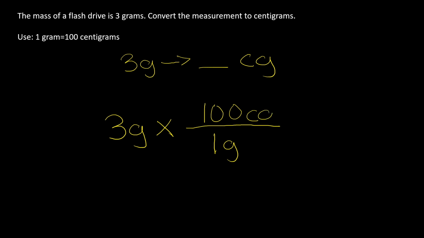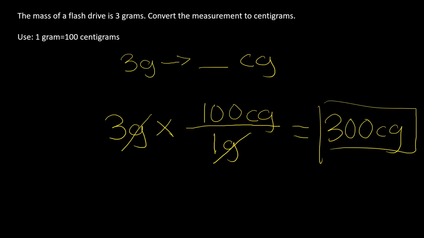After that, we can proceed to the multiplication. So we can cancel the grams here, we can cancel the grams here. So what's left here is the centigrams. And then we can multiply 3 times 100 centigrams is equal to 300 centigrams. So therefore, the answer here is 3 grams is equal to 300 centigrams.